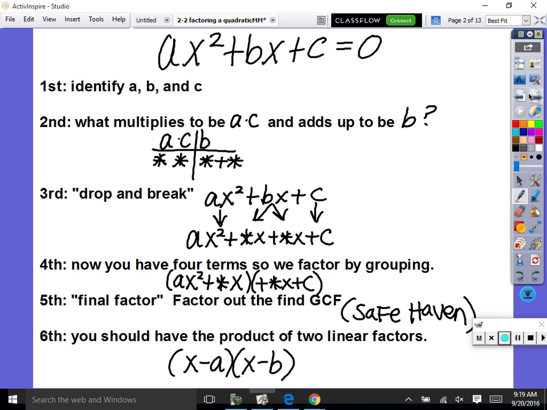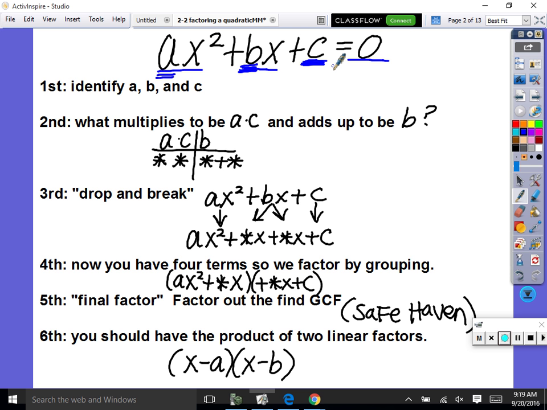Okay, so we have a quadratic in standard form, highest degree to lowest degree. It's set equal to 0. So our first step is to identify A, B, and C. Now A is just the number in front of x squared, not the x squared part, the number in front of x squared. B is just the number in front of x. And C is our constant number. So that's our first step. Now you have these written down on your paper.